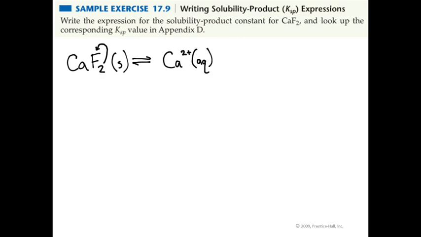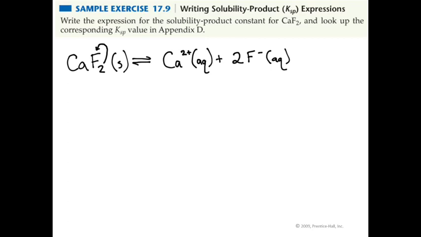aqueous plus, this becomes a big 2 coefficient, 2F minus aqueous. So that little 2 subscript turns into a coefficient as this dissolves into 1 calcium and 2 fluoride ions.